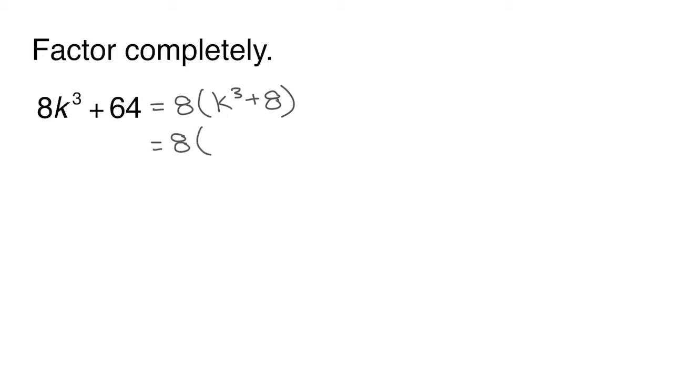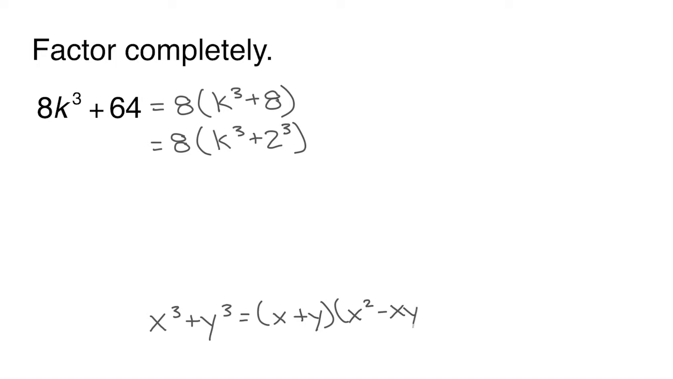We have 8 times the quantity k cubed plus 2 cubed. So we'll use the formula for factoring a sum of cubes. Recall that x cubed plus y cubed is equal to the sum x plus y times the quantity x squared minus xy plus y squared. And so we have 8 times the quantity k plus 2 times the quantity k squared minus 2k plus 2 squared, or 4.